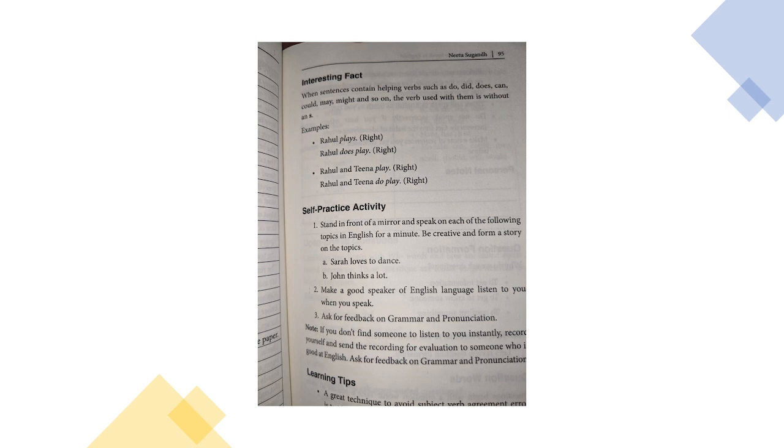Now, self practice activity. Stand in front of a mirror and speak on each of the following topics in English for a minute. Be creative and form a story on the topics. Record yourself and send your video recording to our Google Classroom or my personal WhatsApp number. The first topic is Sarah loves to dance, and the second topic is John thinks a lot. So you have to make a video of 1 minute for the first topic, and another 1 minute for John thinks a lot. Then you can ask me for your feedback.